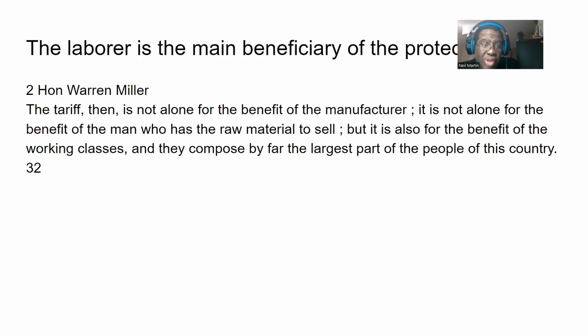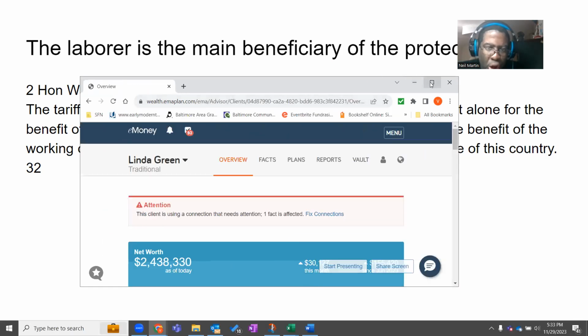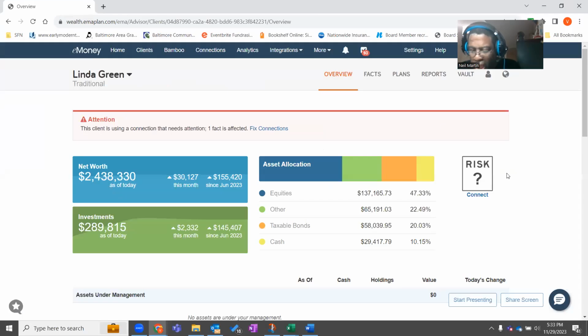All right, the next slide is Honorable Warren Miller. "The tariff then is not alone for the benefit of the manufacturer. It is not alone for the benefit of the man who has the raw material to sell, but it is about also for the benefit of the working classes, and they compose the largest part of the people of this country." So Miller is stating that protectionism benefits the manufacturer, the raw material seller, and the laborer himself, right?